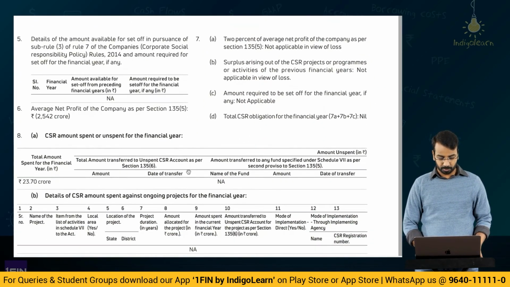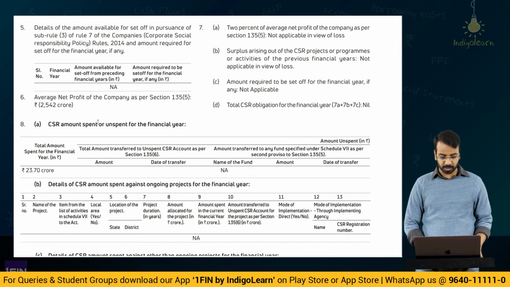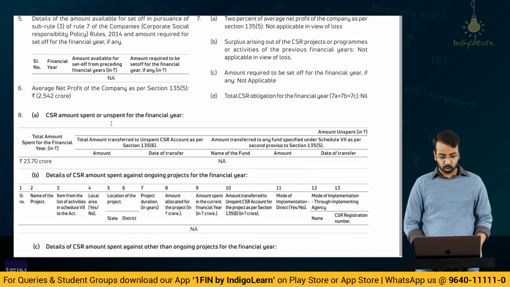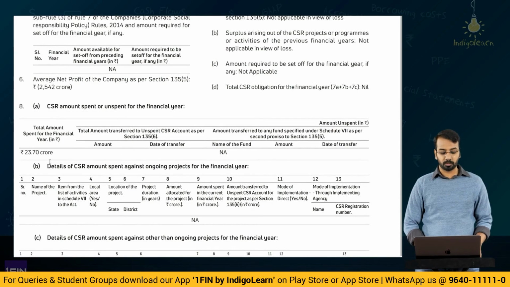Then you come down here, the details of spend and expenditure. Average net profit is negative. Total amount spent in the financial year is 23.7 crores. CSR amount spent or unspent. So total amount spent is 23.7 crores.